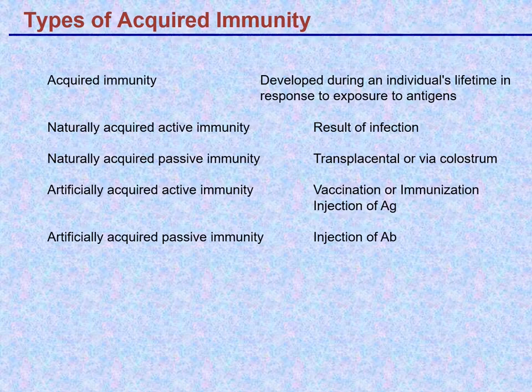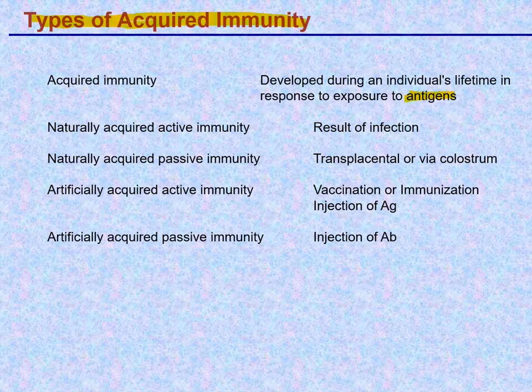We acquire immunity in a number of different ways. Now, there are 4 different types of acquired immunity. We are able to gain or acquire immunity during our lifetime by exposure to different foreign molecules. And that can happen in a number of different ways.